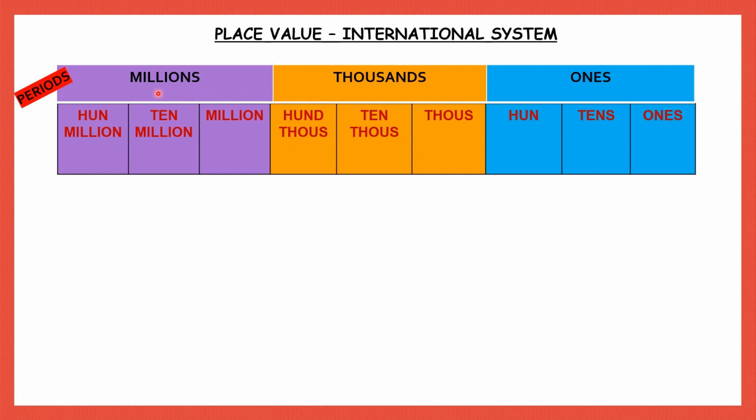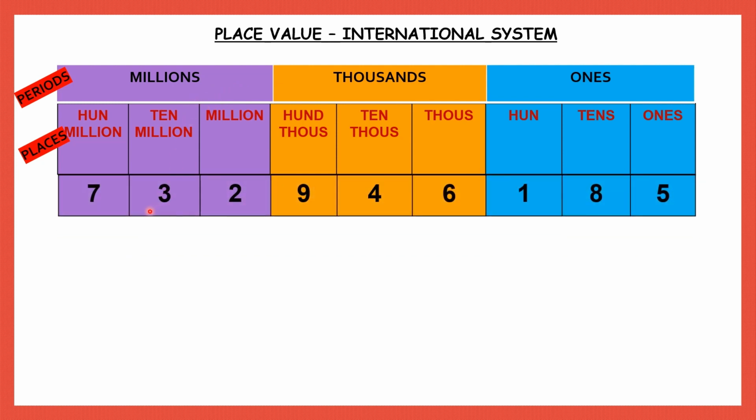And then what do we have? We have million, 10 million, 100 million. These are the places in the international system. So can you see in the international system, you have 3 digits in each period. So ones, tens, hundreds in the ones period, 1,000, 10,000, 100,000 in the thousands period, million, 10 million, 100 million in the millions period. Now let's take a number. So we have a number, we have put it in the place value chart. We are going to find the place value of each digit in this number beginning with 5.